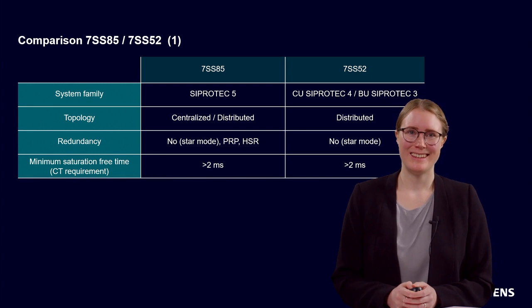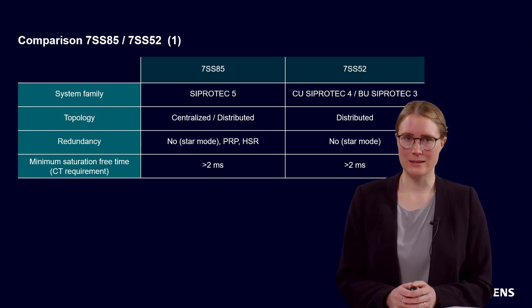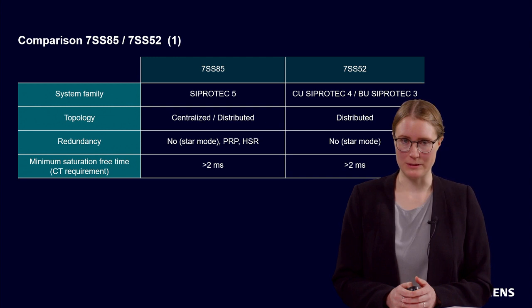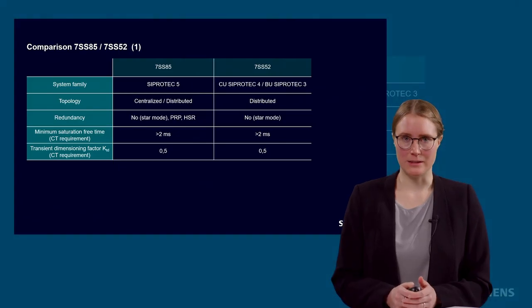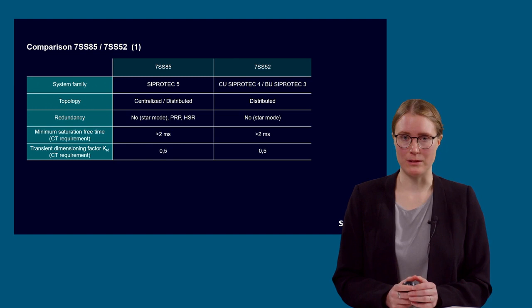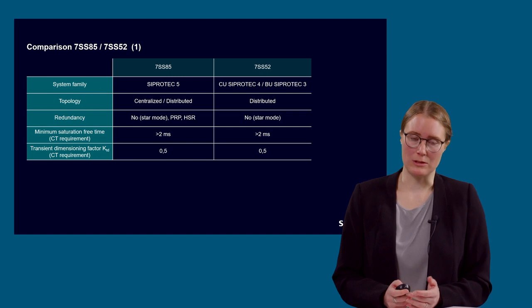Here we go. The requirements for the current transformers are the same for both devices. So for the minimum saturation free time we need a value greater than 2 milliseconds, a transient dimensioning factor KTD of 0.5 in both cases. We will talk about CT dimensioning in the third tutorial. About additional functionality in the 7SS85, we have the really great benefit that you can integrate all the ZIPROTEC 5 platform functionalities to the ZIPROTEC 5 device that you want to use as a merging unit.